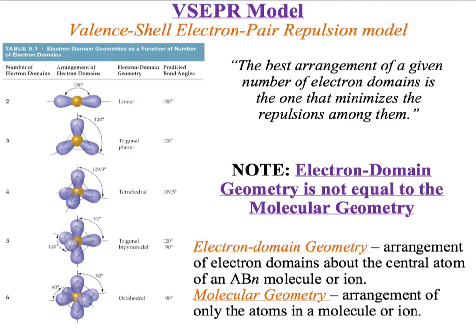These are different. Electron domain geometry is the arrangement of electron domains about the central atom of an AB_n molecule or ion, so this counts the free electron pairs, the non-bonding ones. Molecular geometry is the arrangement of only the atoms in a molecule or ion. If we can determine the number of electron domains, which we can see over here, then we can determine the electron domain geometry. It's pretty straightforward: if you can count up the number of electron domains in a molecule, you should be able to predict the electron domain geometry using this chart.